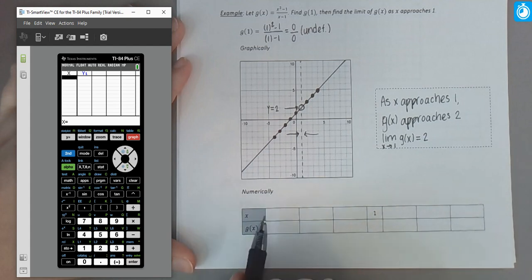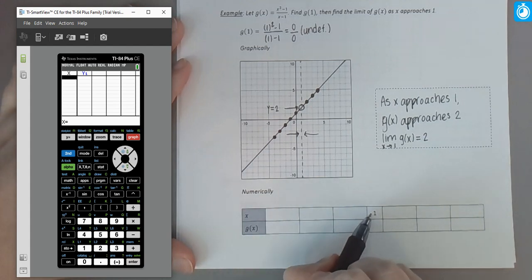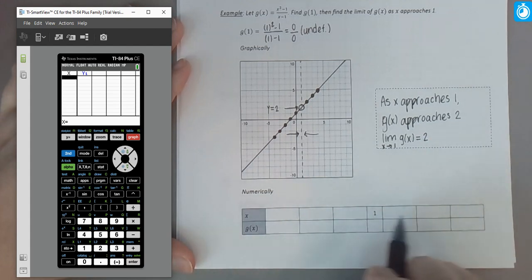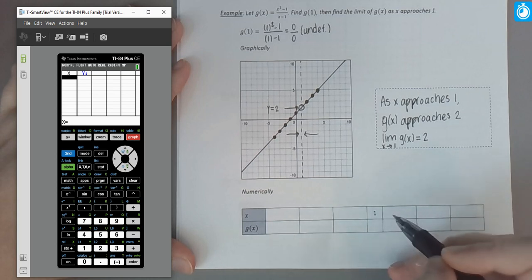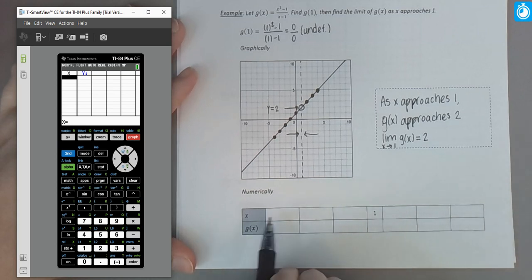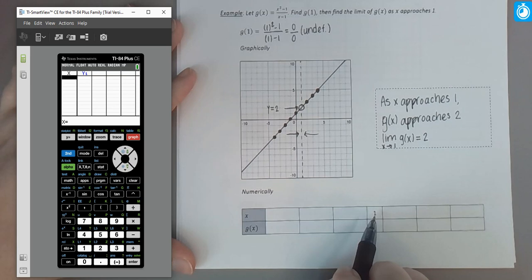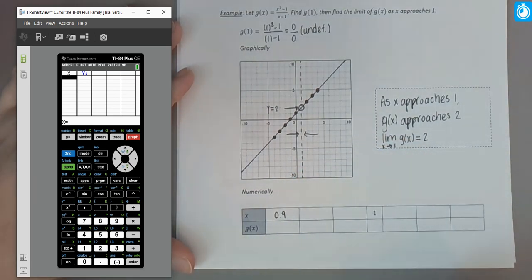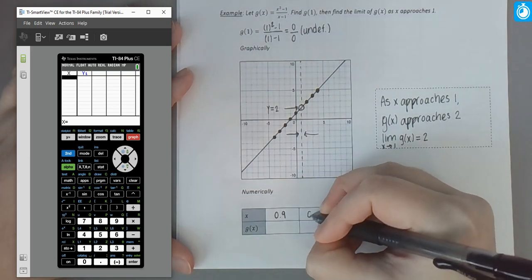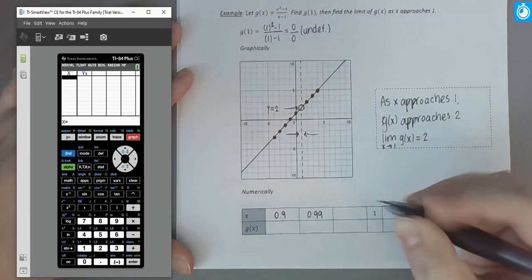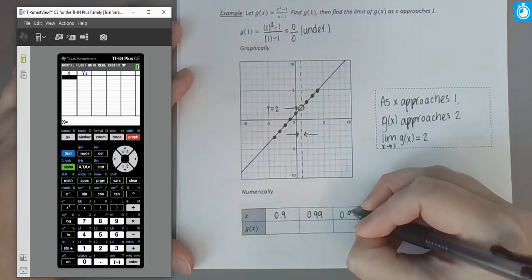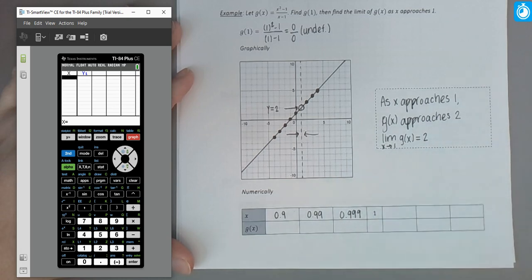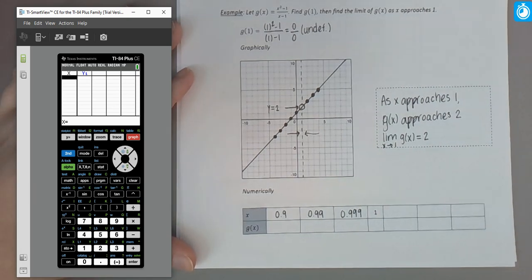Well, we want to look at x values that are smaller than 1 but getting close to 1, and then also x values that are bigger than 1 but getting close to 1. So smaller than 1, if we were to go maybe 1/10 less than 1, which is still pretty close, that would be 0.9. 1/100th would be 0.99. 1,000th would be 0.999. You'll start to get a sense of what these patterns are going to look like.